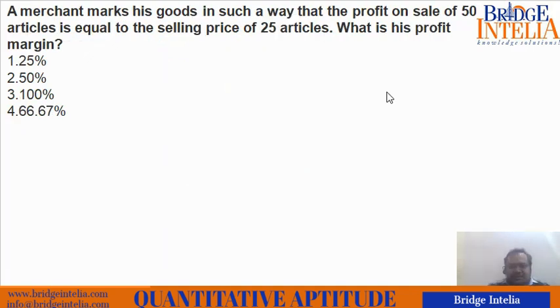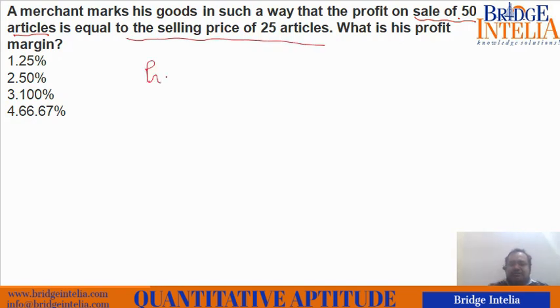Okay, let's see. A merchant marks his goods in such a way that the profit on sale of 50 articles is equal to the selling price of 25 articles. So again, if you read carefully, a person has sold 50 articles. The actual number of articles that have been sold is 50, and by selling those 50 articles, he has made a profit. So that profit is said to be equal to the selling price of 25 articles.